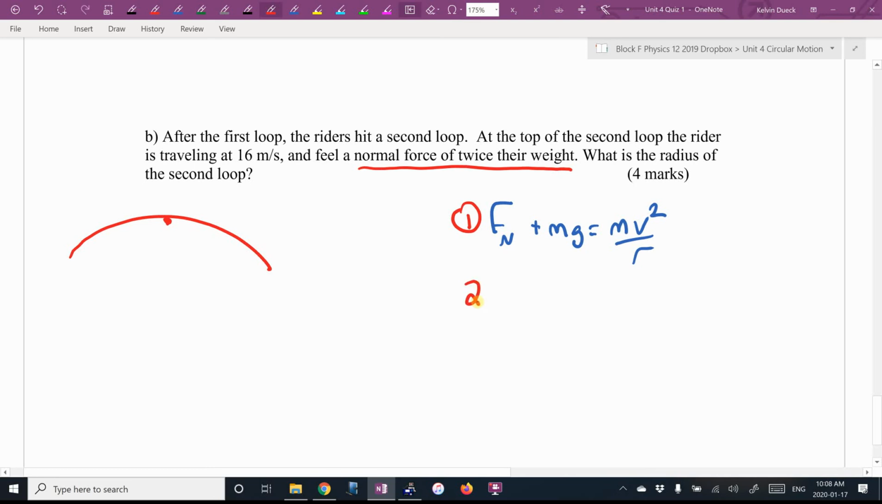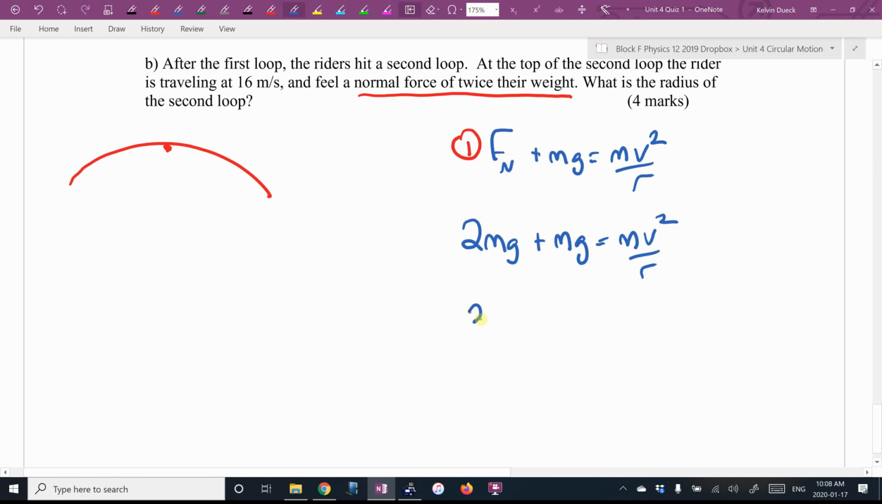So it's going to be 2, oh, change colors, Mr. Dueck. 2 mg's plus mg equals mv squared over r. So I'm going to get 3 mg's equals mv squared over r. Again, the m's cancel. Little kids and grown-ups can go on this. This time they wanted the r by itself. I think r is going to be v squared over 3g, I think.